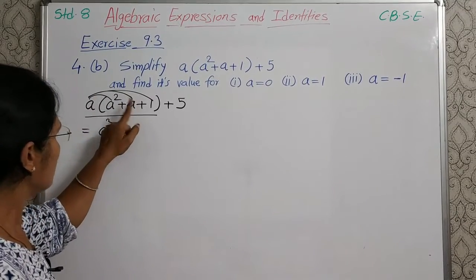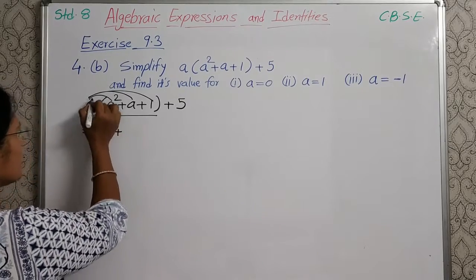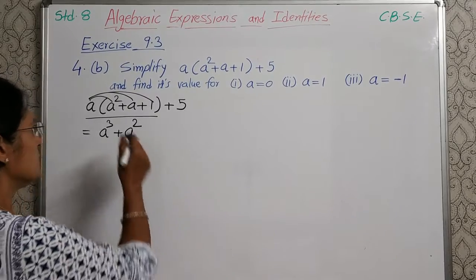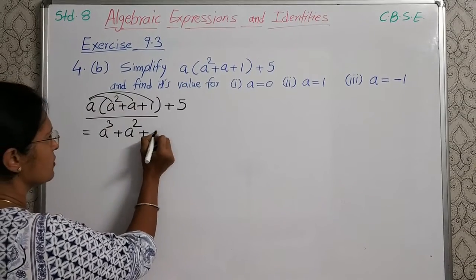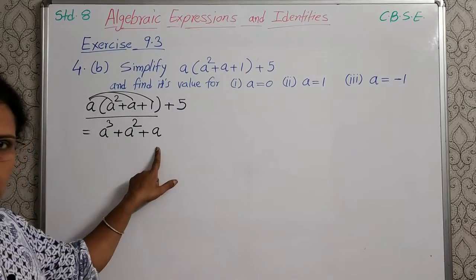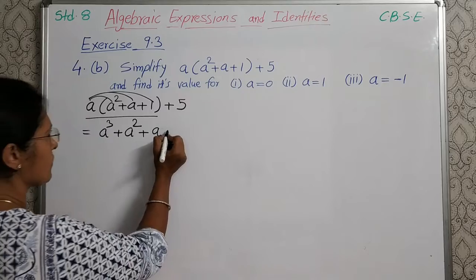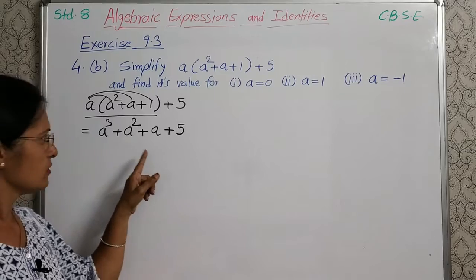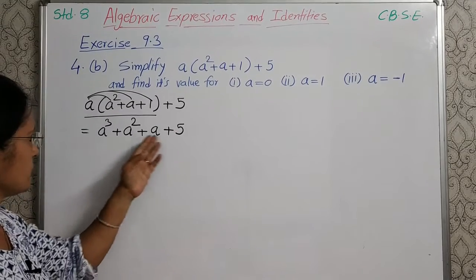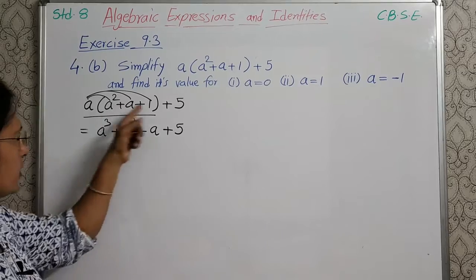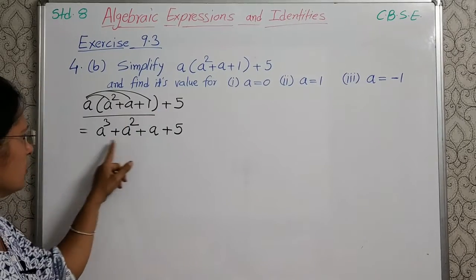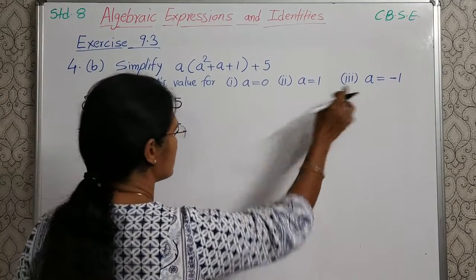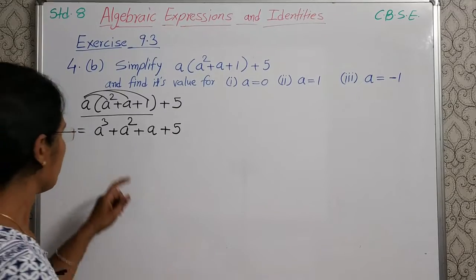Now a into plus a. So it will be plus a raised to 1, a raised to 1. So it will be 1 plus 1, 2. It means a square. Then a into plus 1 is plus a. A into 1 is a only, and then write this plus 5. Now observe whether like terms are there, but no, there are no like terms. So this is the answer for this expression. So here this is the simplification of this expression. Now we'll substitute these values one by one and find the answer.